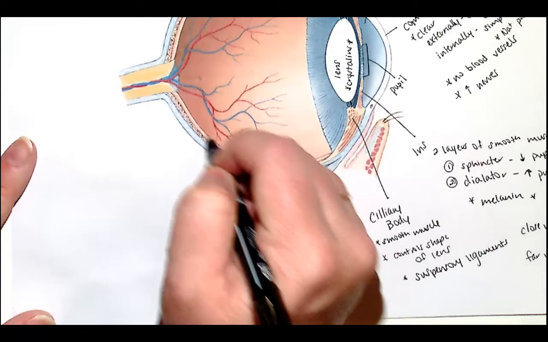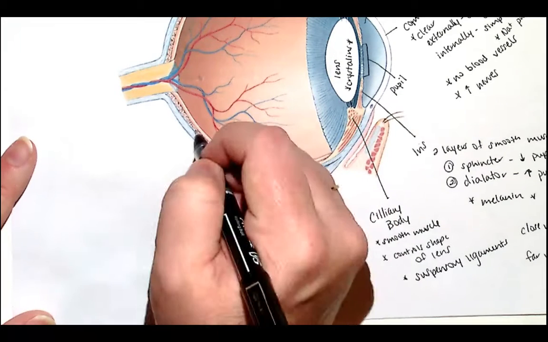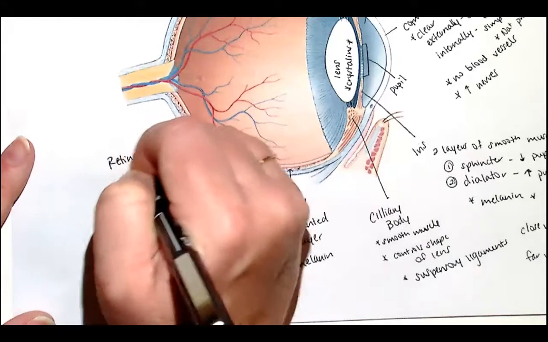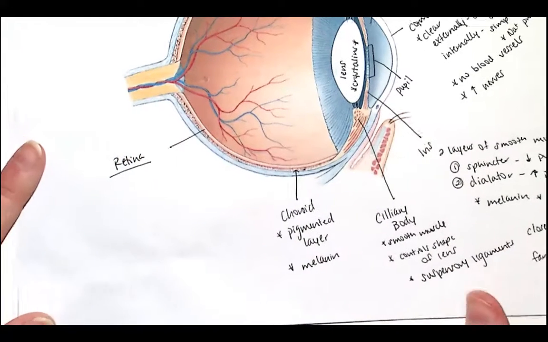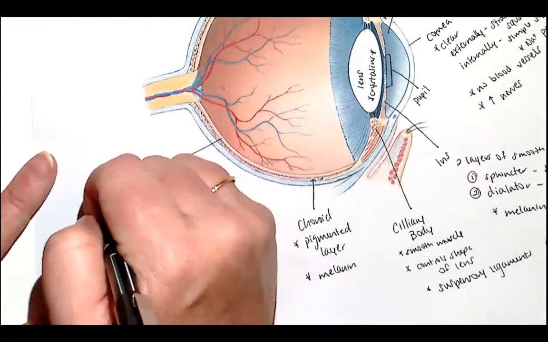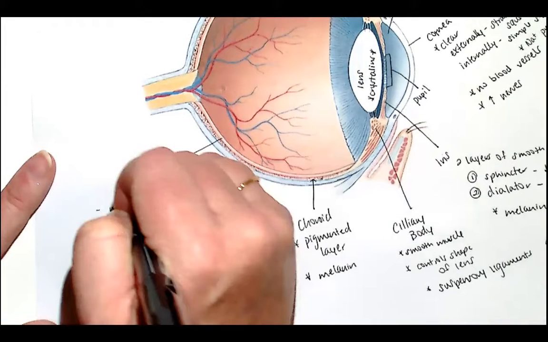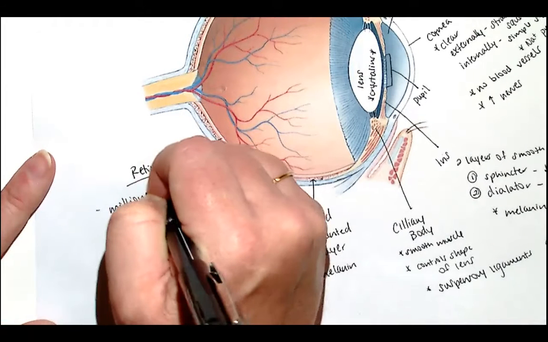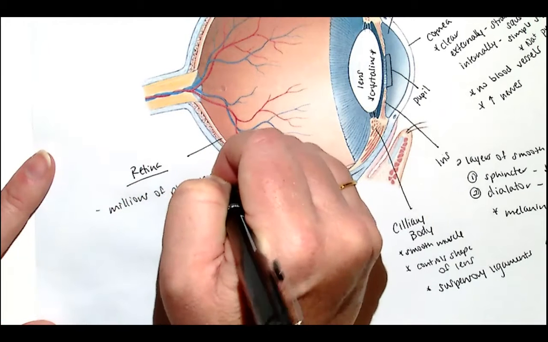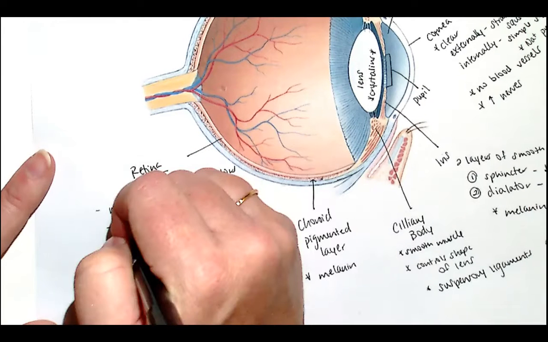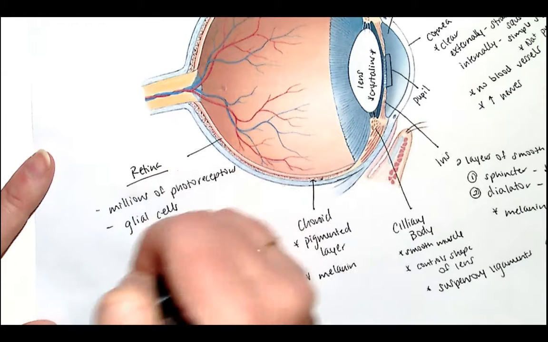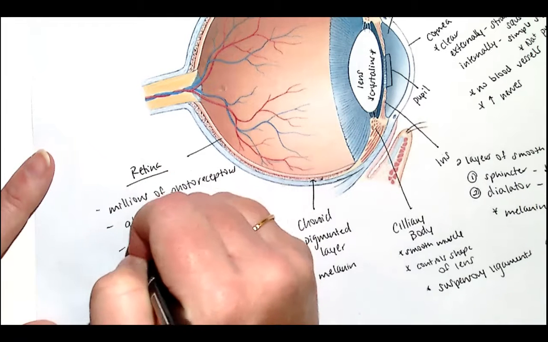And the big place where the magic happens in the eye is this innermost layer. It's called the retina. The retina is the big deal in the back of the eye. It's the location of millions of photoreceptors. There's lots of glial cells, neural glial cells, and processing neurons.